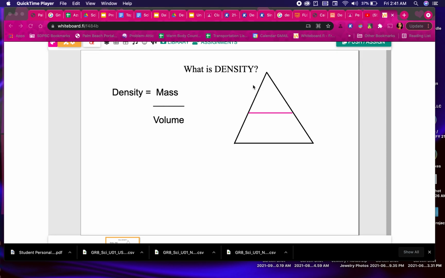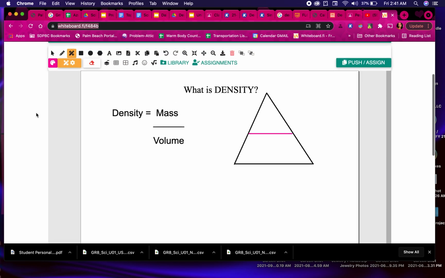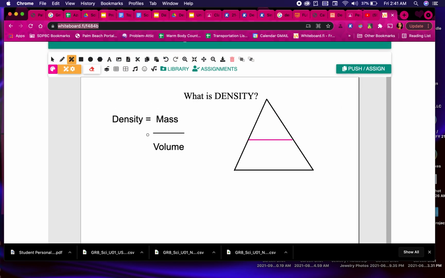Let's talk about what is density. The formula for density is quite simple. It is mass divided by volume. However, you sometimes are not provided the mass or the volume, but you might be provided the density, and then you have to solve for one of the other ones. So there's a very simple way to do this.